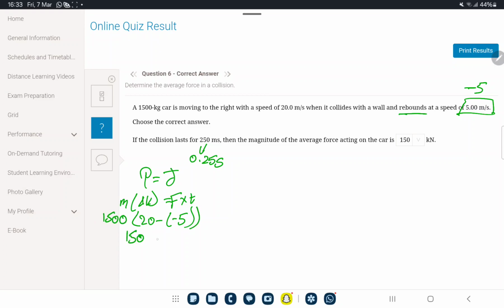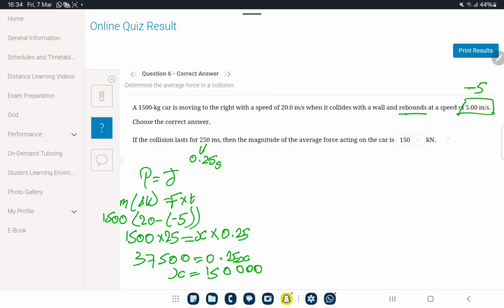So 1500 times 25 equals force x times the time, 0.25 seconds. So 1500 times 25 is 37500 equals 0.25x. You divide by 0.25 and x is equal to 150,000. They want the answer in kilonewtons, so you divide by 1000 and you get 150.